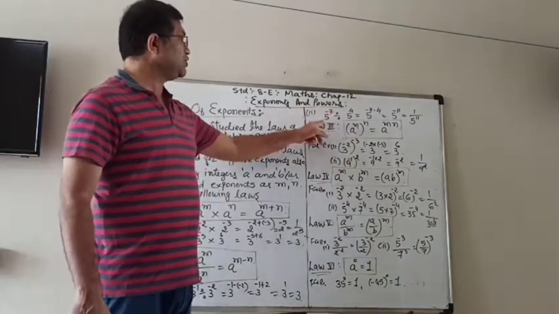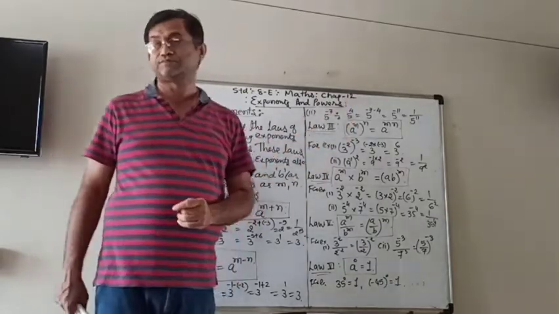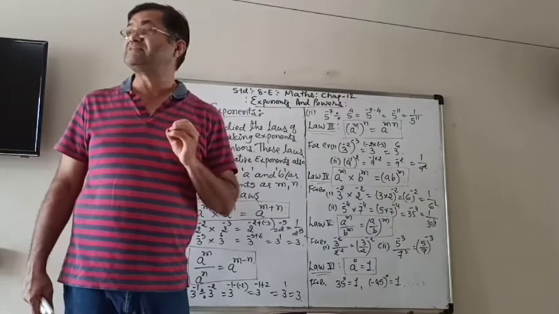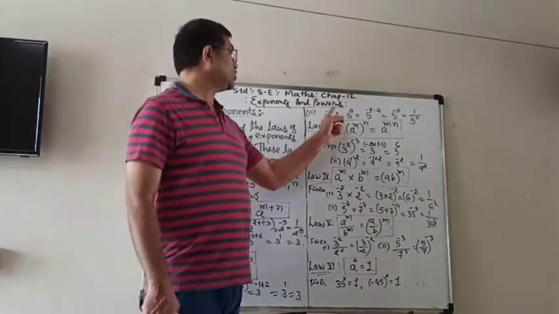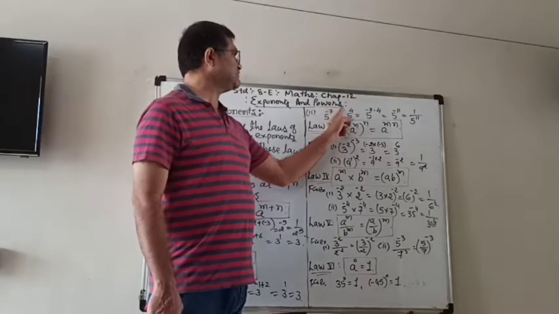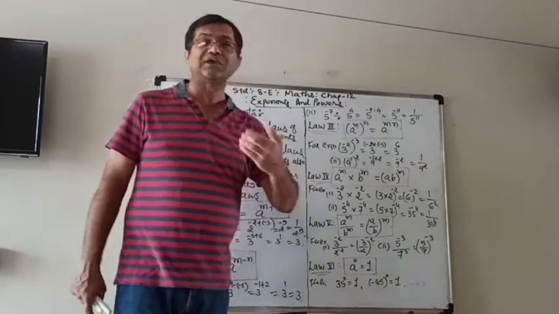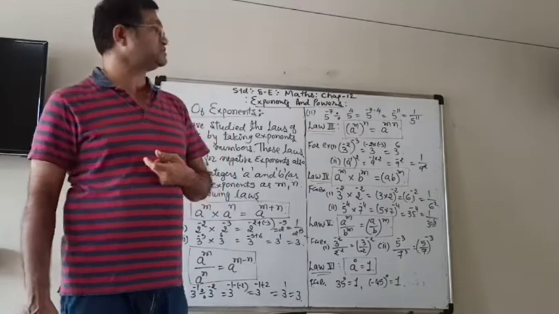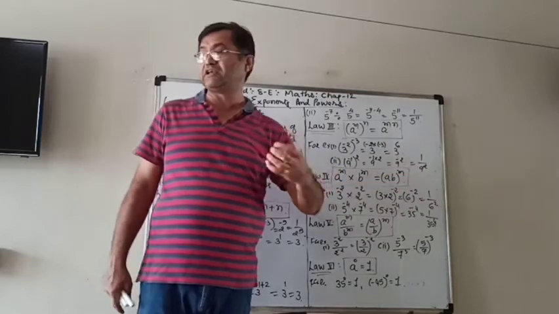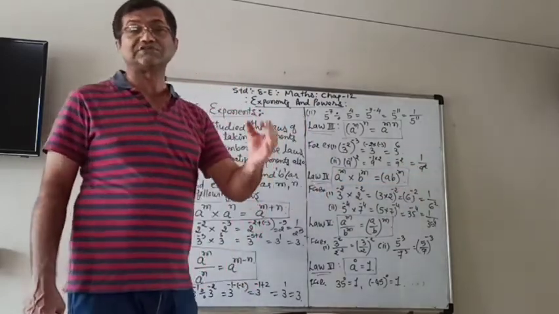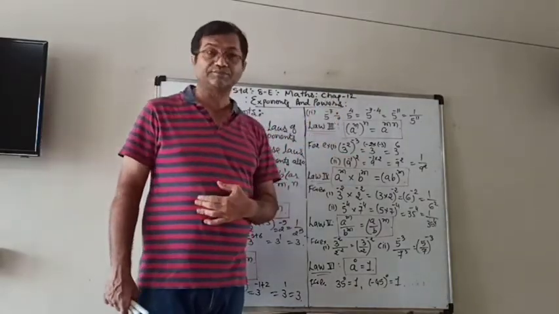Another example, 5 raised to minus 7 divided by 5 raised to 4. So here the bases are equal and therefore we have to subtract the powers. So 5 raised to minus 7 minus 4, that is minus 11. So 5 raised to minus 11, which is equal to, if you want to convert into positive, then it is 1 upon 5 raised to 11. That's the way we can simplify.